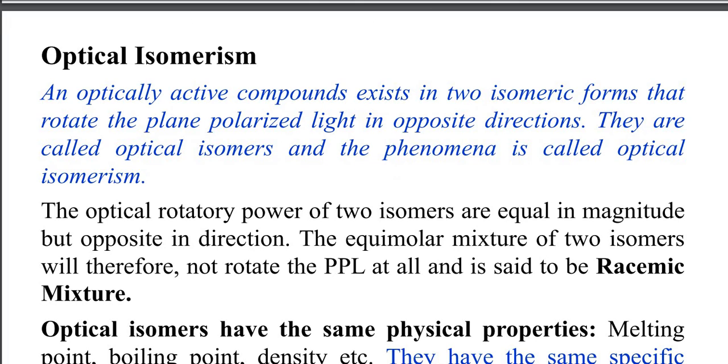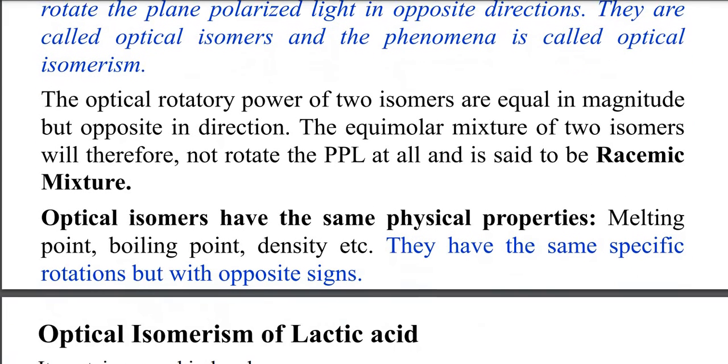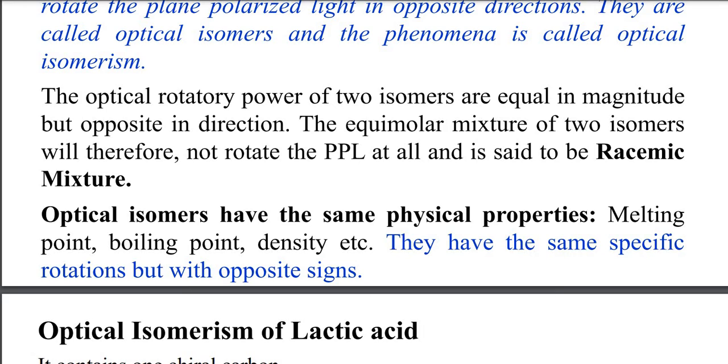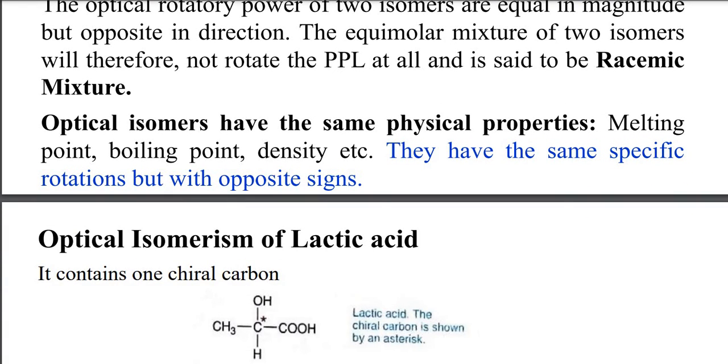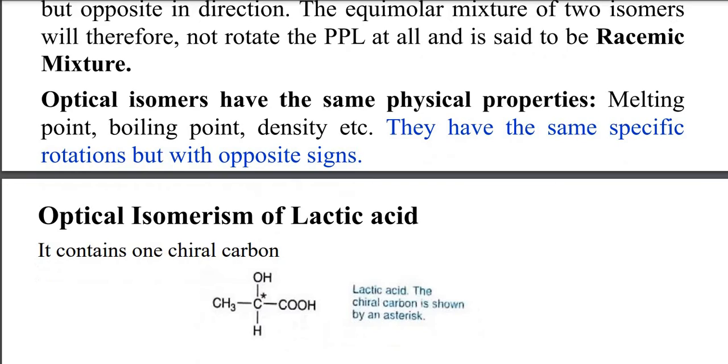Now, optical isomers. An optically active compound exists in two isomeric forms that rotate the plane polarized light in opposite directions, and they are called optical isomers, and the phenomenon is called optical isomerism. The optical rotation power of the two isomers is equal in magnitude but opposite in direction. An equimolar mixture of the two isomers will therefore not rotate the plane polarized light at all and is said to be a racemic mixture. Optical isomers have the same physical properties: melting point, boiling point, and density. They have the same specific rotation but with the opposite sign.